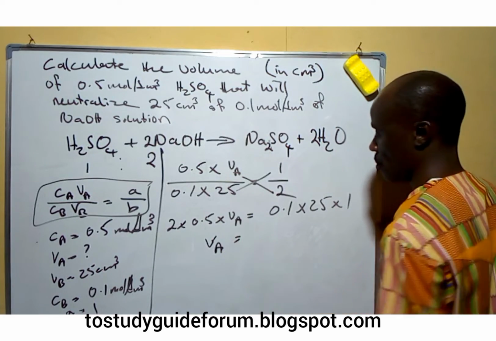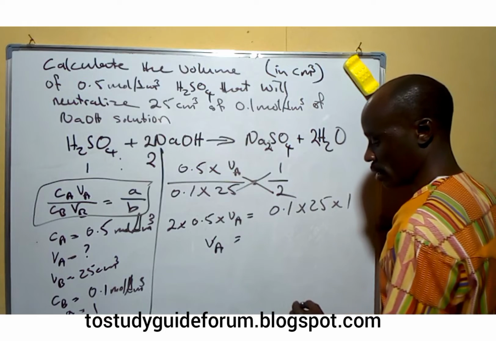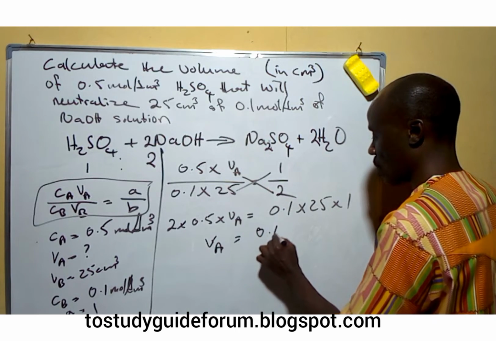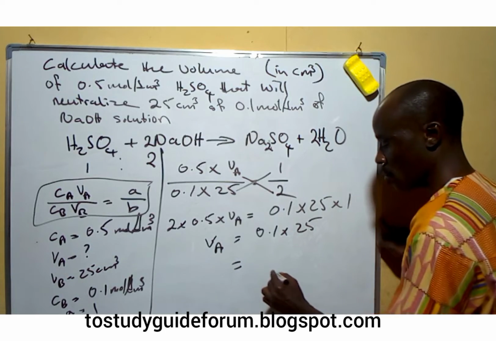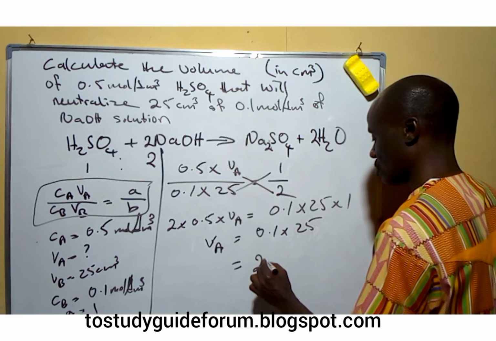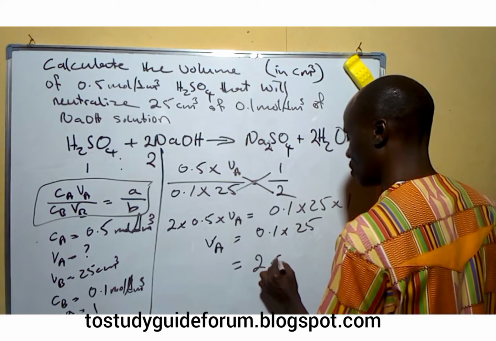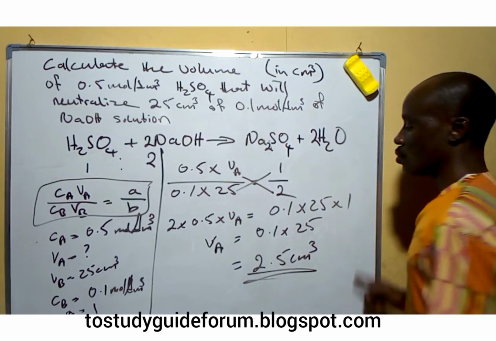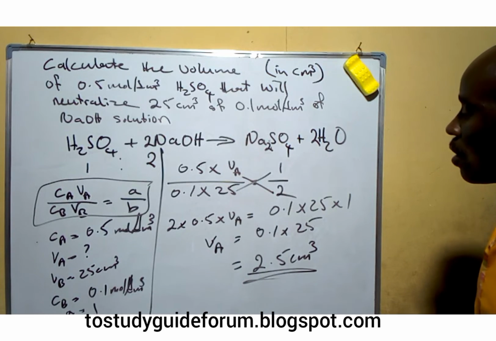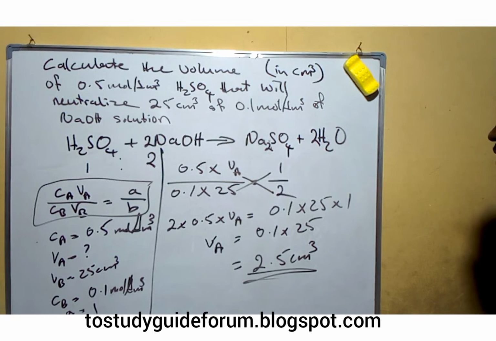That means the volume in question will then be 0.1 times 25, which gives us 2.5 cm cube. 2.5 cm cube of the acid is what we require to neutralize the base.